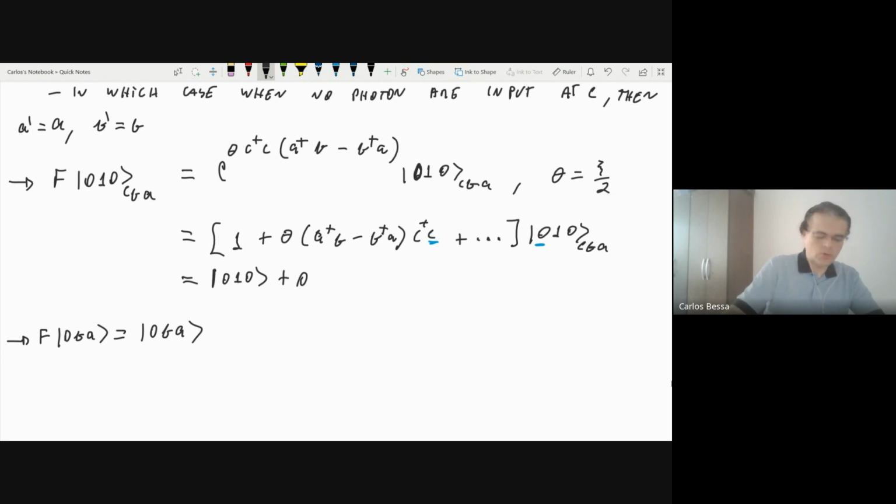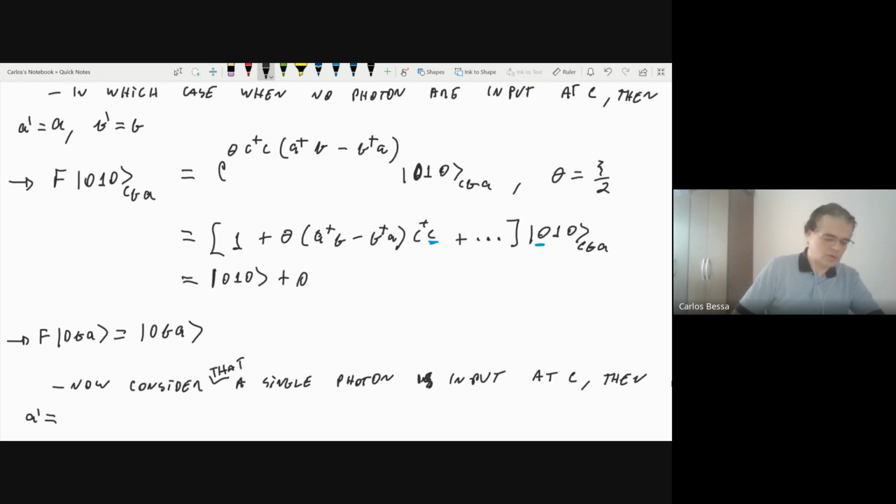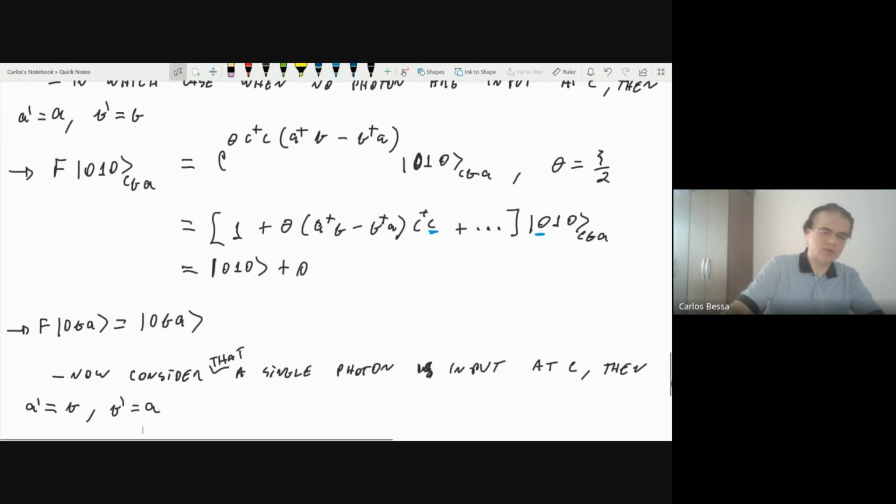Okay, and now consider that a single photon is input at C. Then A prime becomes B and B prime becomes A. Let's see this.